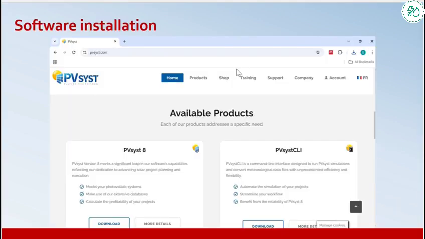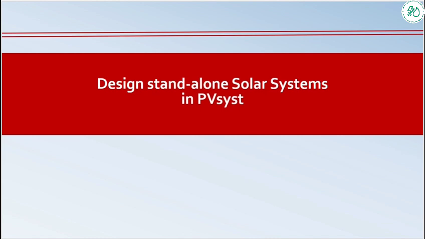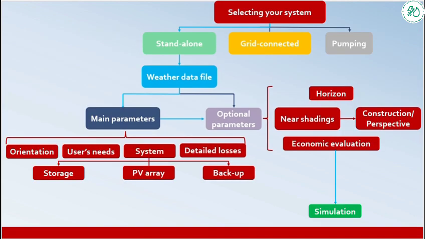You can install the software through its website, as you can see. And now we want to design standalone solar systems in PVsyst. Therefore, we have this flowchart. First of all, we select our system. It is a standalone system in this presentation. After that, we enter weather data, and then you should enter main parameters.